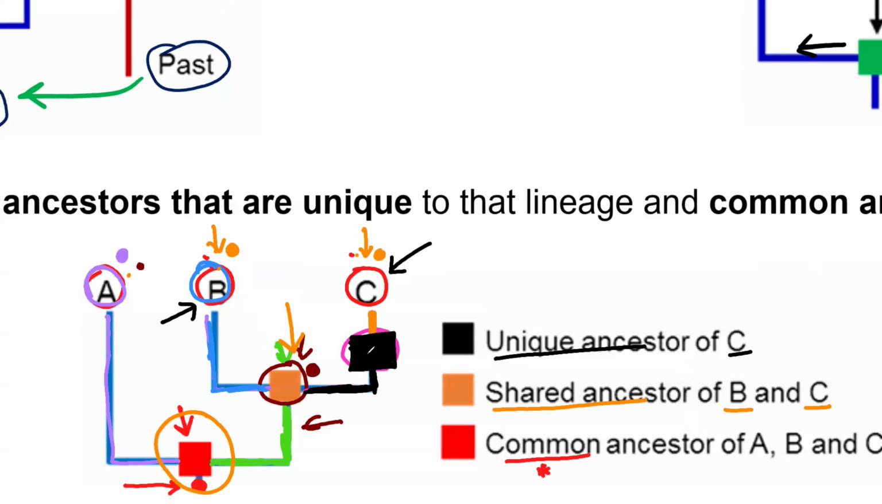So these lines here in these blocks are showing that we've got common ancestors, shared ancestors, unique ancestors. In summary, if I repeat again, the common ancestor is the one that is shared by all descendants. So all descendants come from it. It is like the great-great-grandparent, or let's just say the great-grandparent. This is your common ancestor.